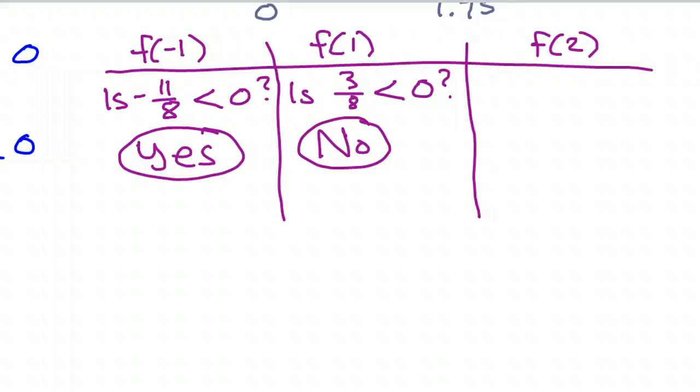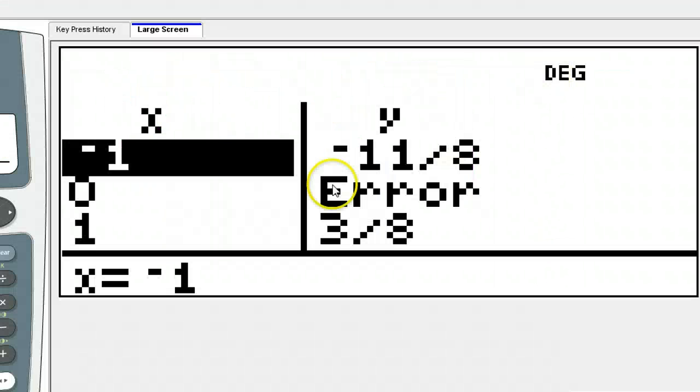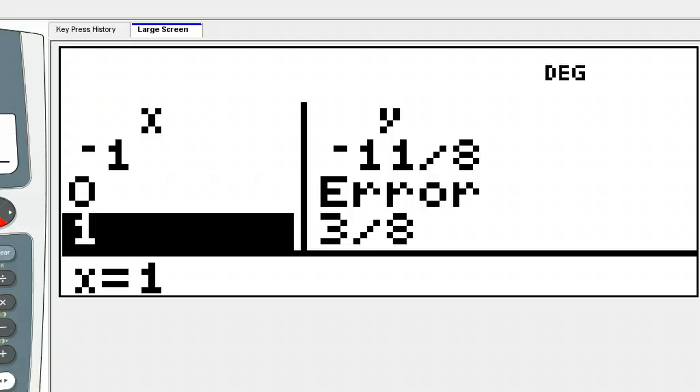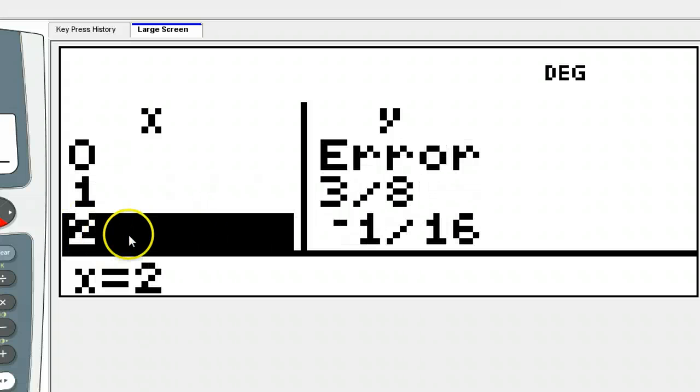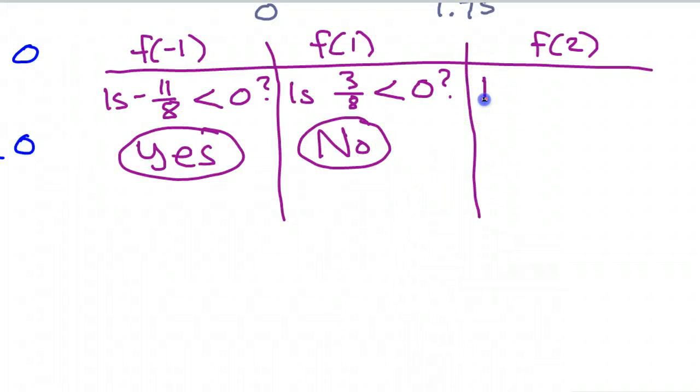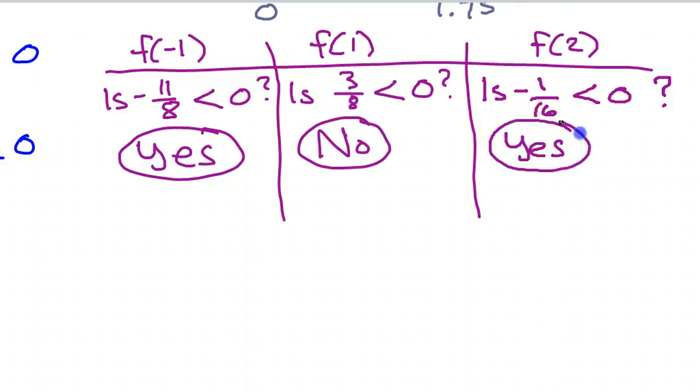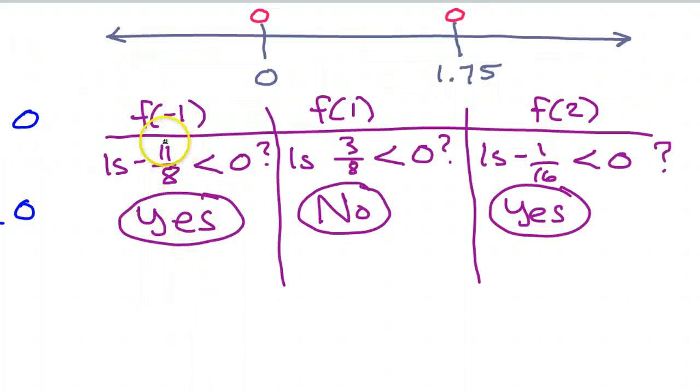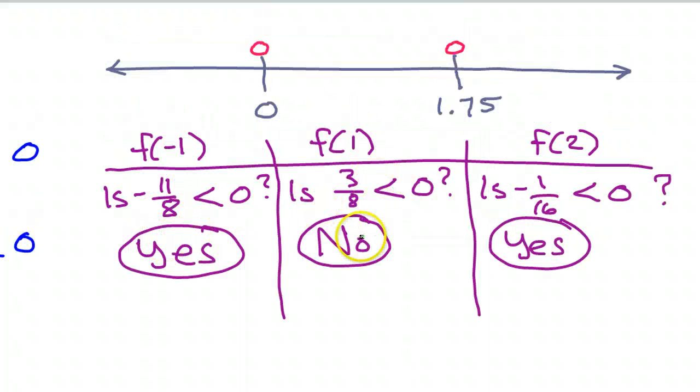And now we have to check one more value, the value of the function at 2. So I'm going to scroll down a bit. At 2, the value of the function is -1/16. Okay, so is -1/16 less than 0? And of course the answer is yes. That's a negative number, so of course it's less than 0. So the yeses mean that these test values are solutions. The no means that this value is not a solution.